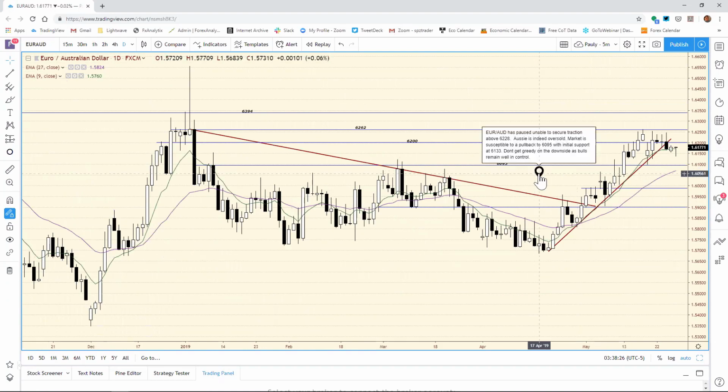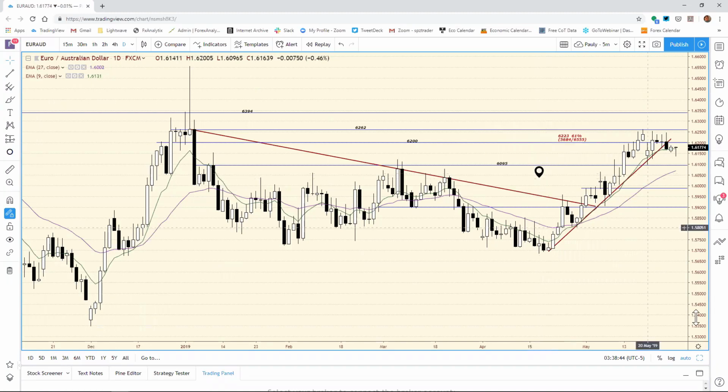The euro has paused, unable to secure traction above 62.28. Aussie is indeed oversold. The market is susceptible to a pullback to 60.95 with initial support at 61.33. Don't get greedy on the downside as bulls remain well in control. So let's move into the 2-hour chart.